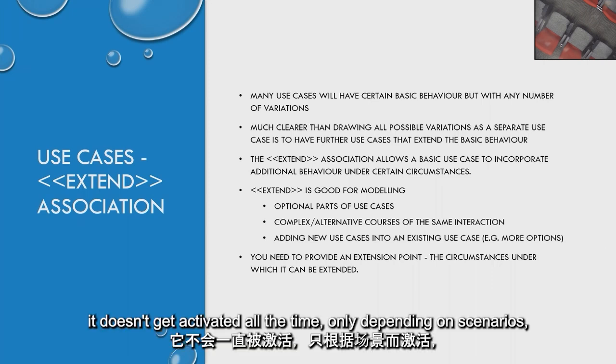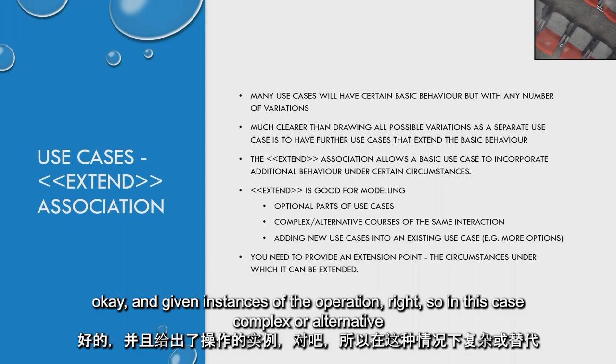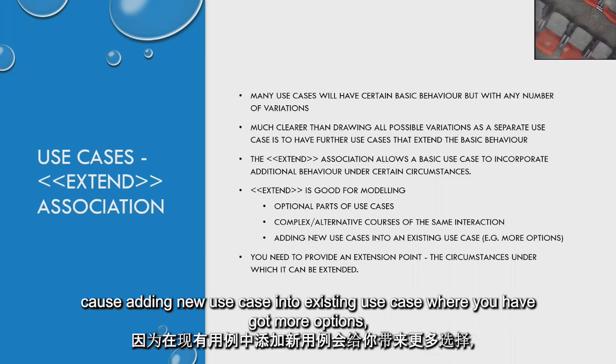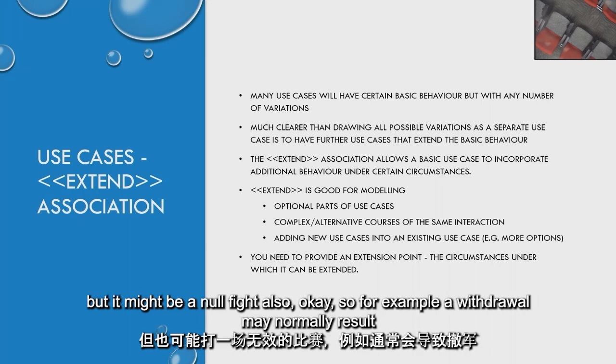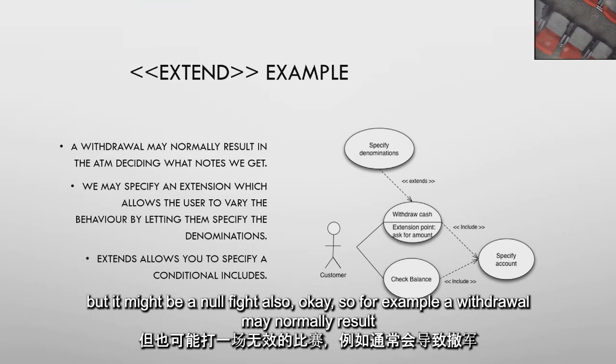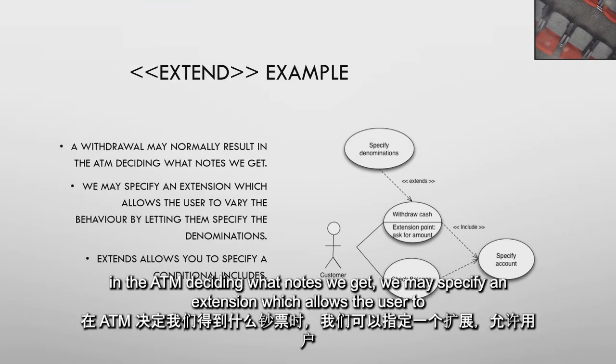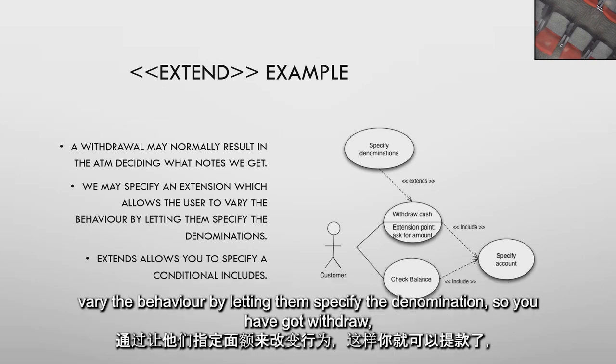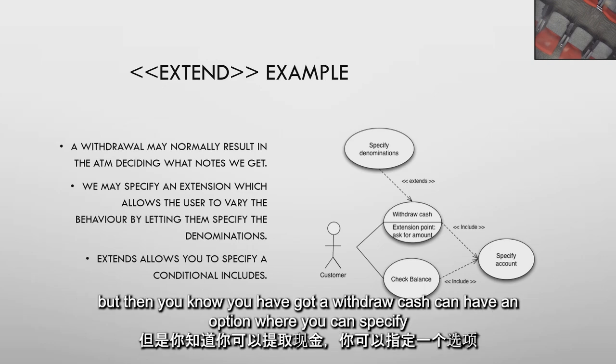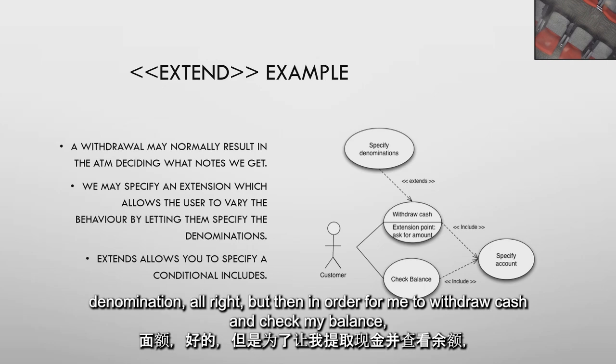It doesn't get activated all the time, only depending on scenarios and given instances of the operation, right? So in this case, complex or alternative cases, adding a new use case into an existing use case where you have more options, but it might be nullified also. For example, a withdrawal may normally result in the ATM deciding what notes we get. We may specify an extension which allows the user to vary the behavior by letting them specify the denomination. So you have withdraw, but then a withdraw cash can have an option where you can specify denomination. All right?